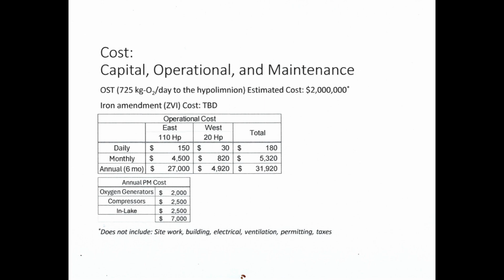Preventative maintenance, we're looking at about $7,000 of preventative maintenance annually. And the one thing I want to point out for the OST cost, because I don't have any information, and I don't think Herrera does, is the site work that would be required: a building, electrical, ventilation, permitting, taxes. So there's going to be some wiggle room there.